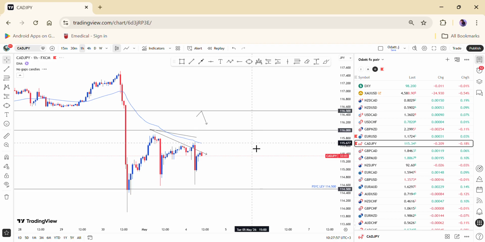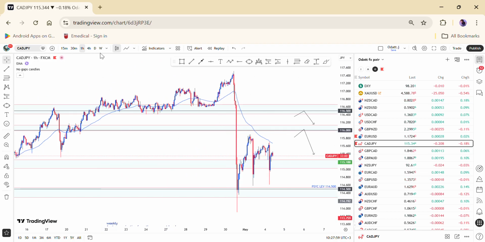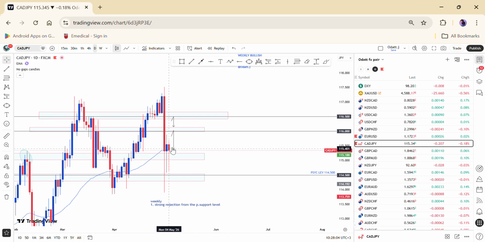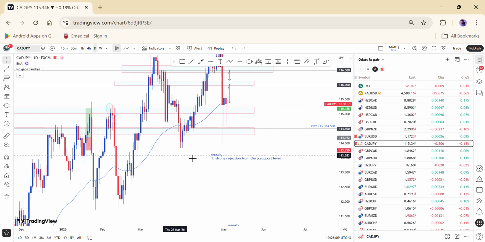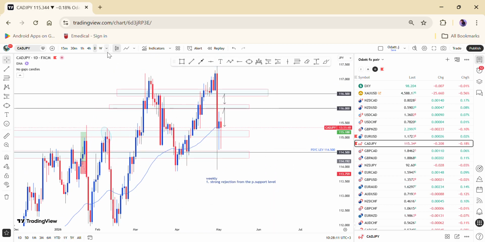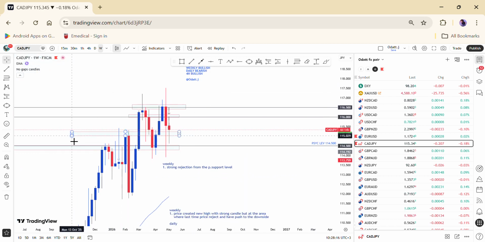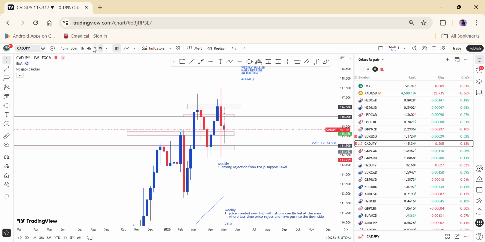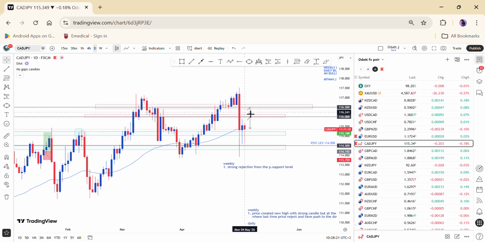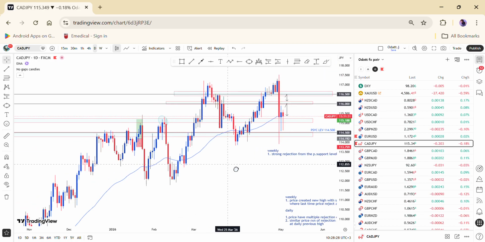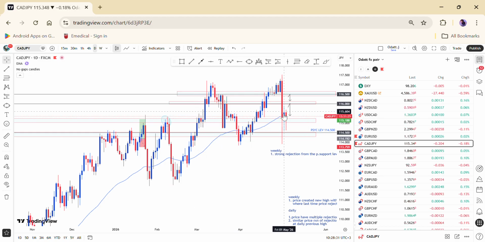The last pair was CAD JPY, which is just waiting for the price to come, reject here, and then continue to the downside. That's what I'm expecting according to technical analysis. On the weekly, we actually come to test this area, but I'm more interested in the daily time frame where we have that strong push. We have multiple rejections around here.